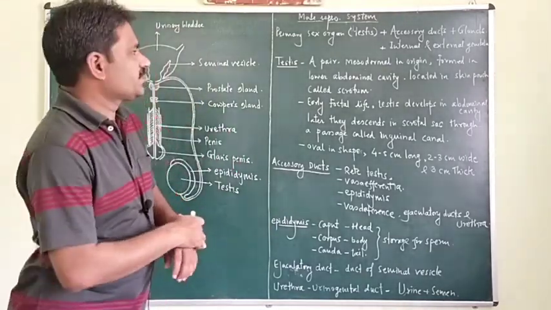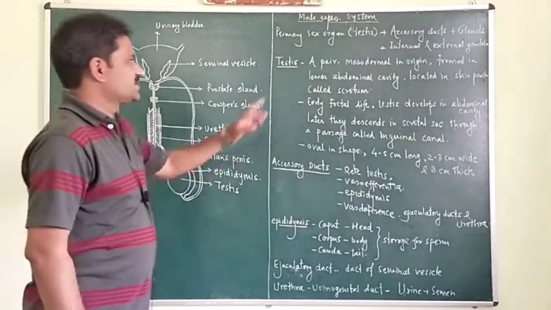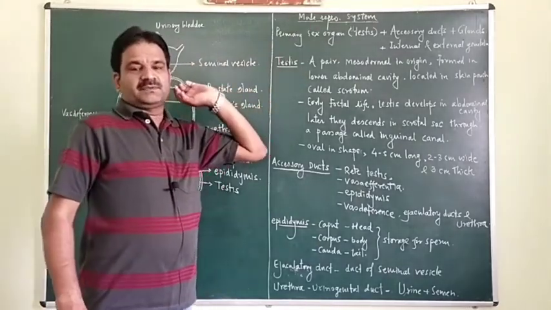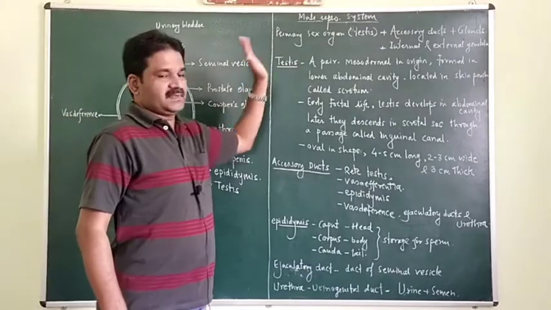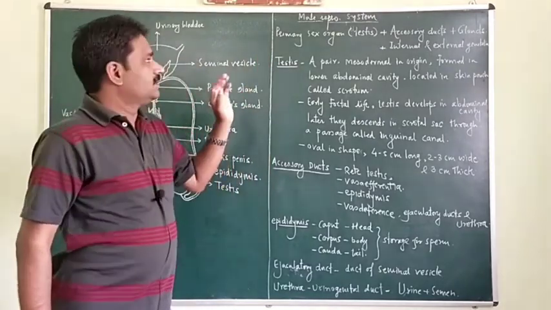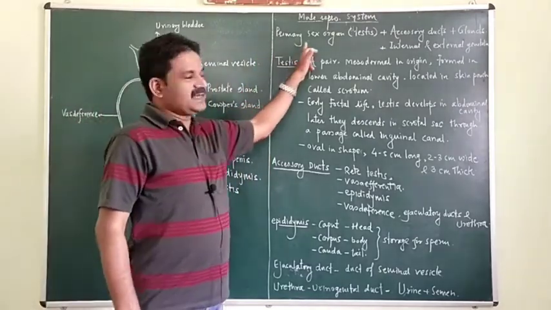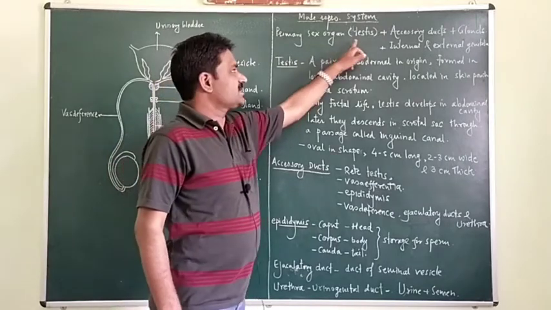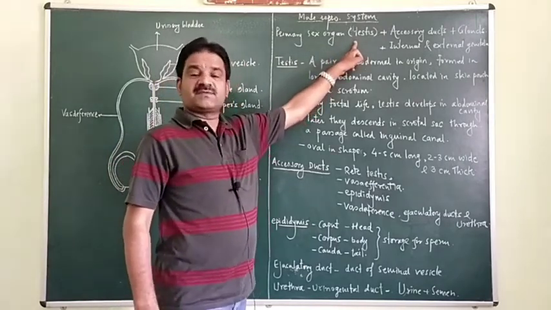हेलो स्टूडेंट्स, आज का टॉपिक है मेल रिप्रोडक्टिव सिस्टम। मेल रिप्रोडक्टिव सिस्टम is made up of different parts, that is primary sex organ. Primary sex organ means testis. Testis is also called as male gonad.